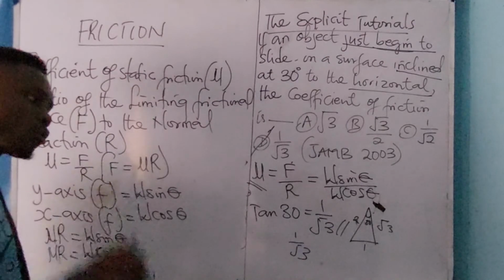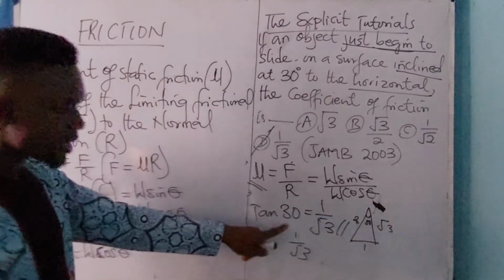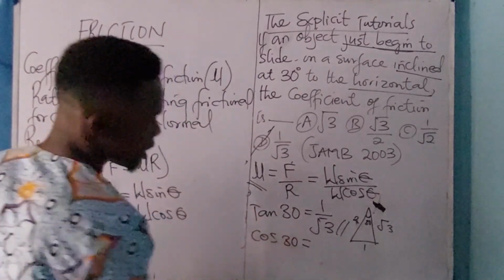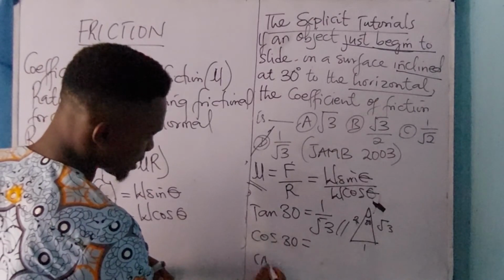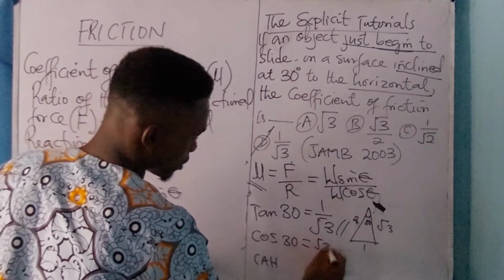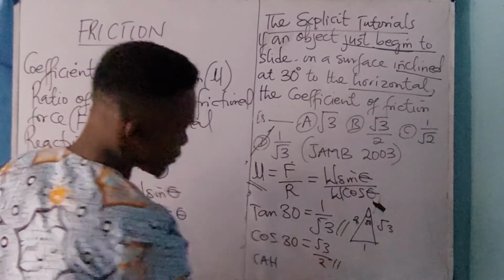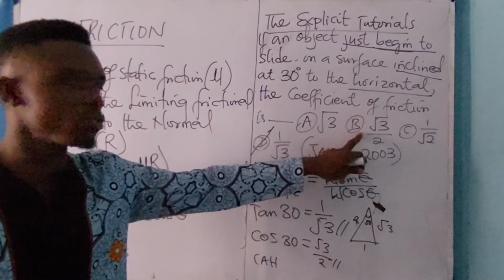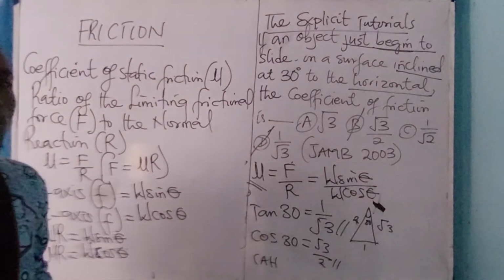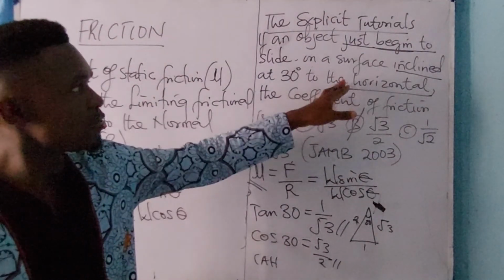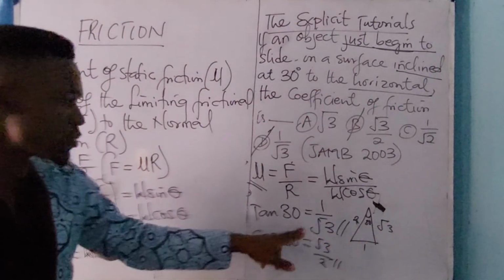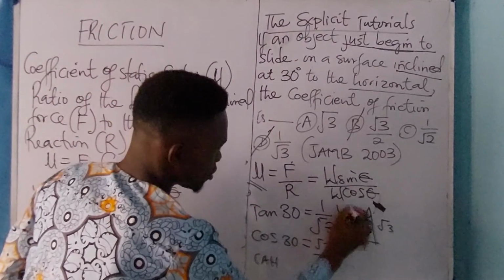Now if we should use cos 30, we will still get an answer. Don't you see how wicked they are? If we use cos 30, now cos is adjacent over hypotenuse. Adjacent here is root 3, and hypotenuse is 2. Root 3 over 2. As a JAMB candidate, you will solve and click this, and you are completely wrong. When the object begins to slide, it is always tangent. This is the correct answer, which means that this one is wrong.